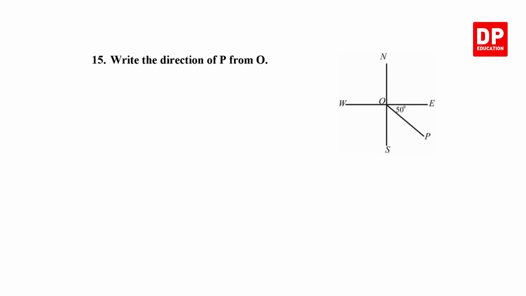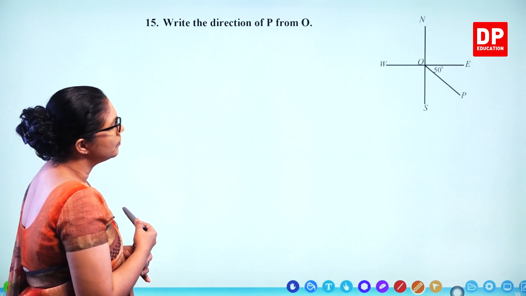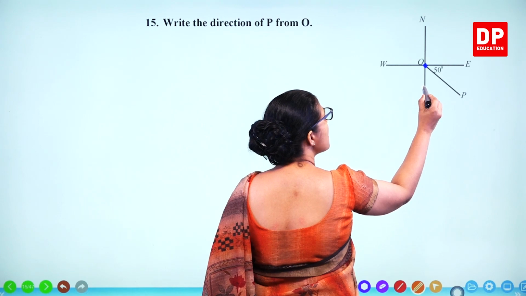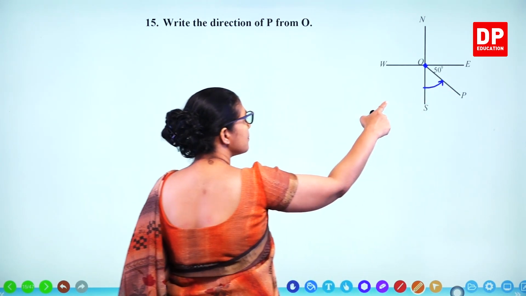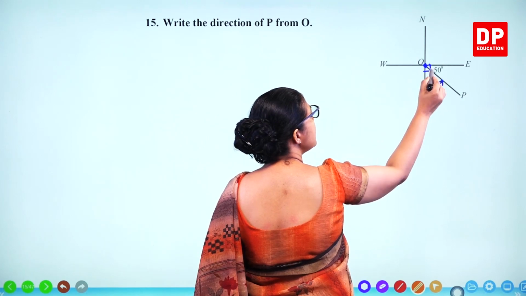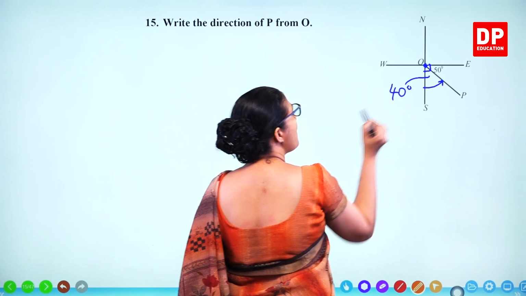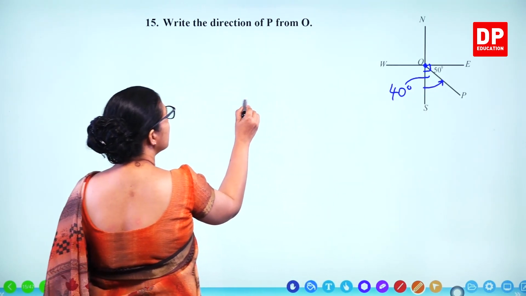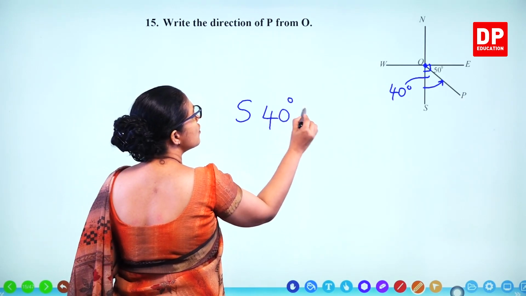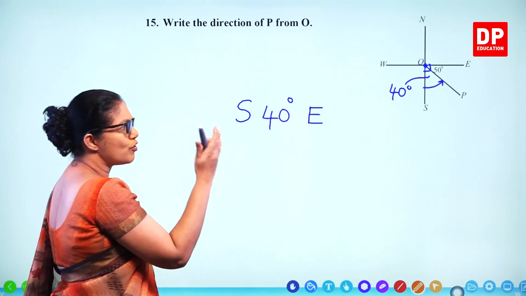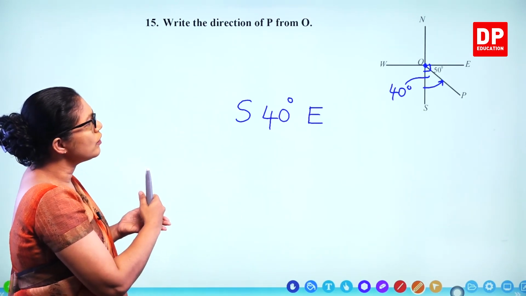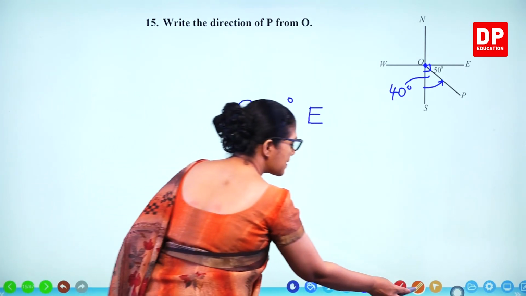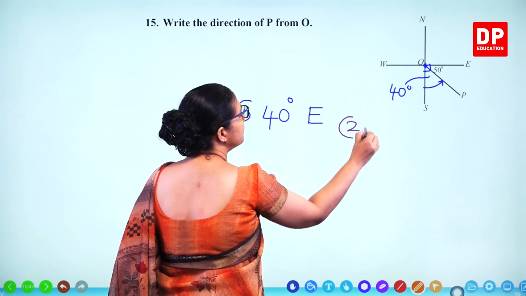Question number 15. Write the direction of P from O. So here, from here, this direction. So we can write from south. What is this angle? If this is 50, this whole thing is 90, this becomes 40 degrees, 90 minus 50. So we can write using that one. South, 40 degrees to east side. So that's how you write down the direction, either from south or north. So from south, 40 degrees to the east side. 2 marks.